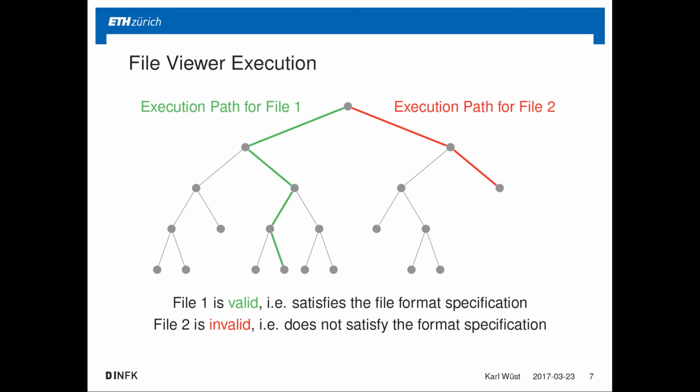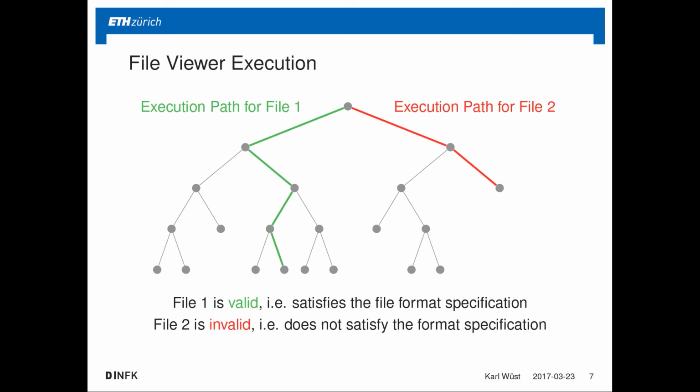And so the valid files are files that satisfy the file format specification, and the invalid files do not satisfy the file format specification. And this format specification can actually be implicit in the program, so this doesn't need to be a specification that is written down somewhere and standardized by some organization, but this can be an implicit specification regarding the actual file viewer that we look at, and the constraints that are given by this format specification manifest in the execution of the program through these conditional statements that we have here and through these checks.